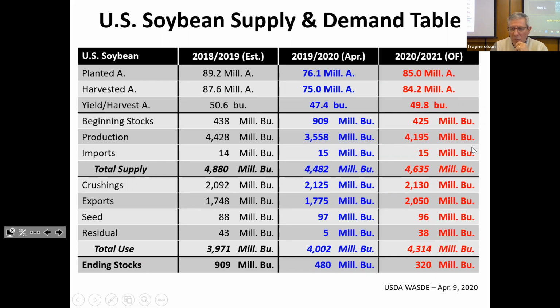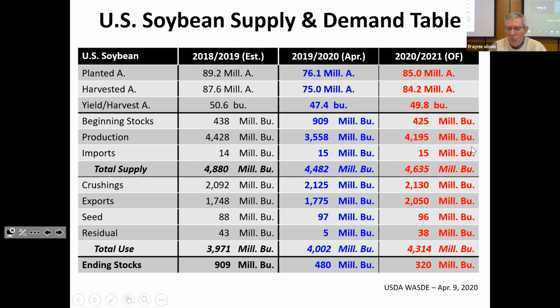I want to talk a little bit about 2020. I want to transition from 2019 into some of the 2020 numbers. Again, the column of blue is the April USDA forecast. The red numbers are from the Outlook Forum. This is USDA's first best guess at what's going to happen in 2020, and I just want to point this out and provide some context for what might be happening in 2020.